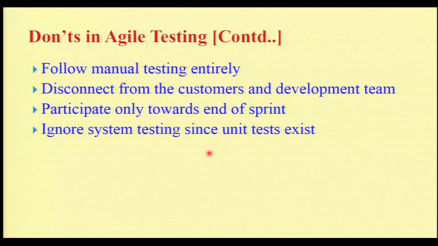The other don'ts in agile testing are: follow manual testing entirely, disconnect from the customers and the development team, participate only towards the end of the sprint, ignore system testing since unit tests exist. My dear students, all these points will lead to negativity. That is the reason I have given in the title as don'ts in agile testing. These are the things you are not supposed to follow.